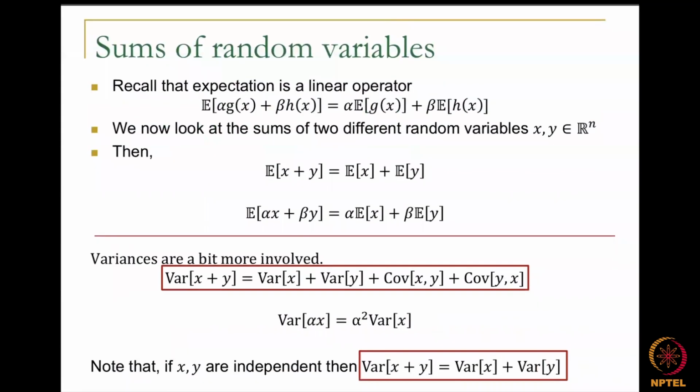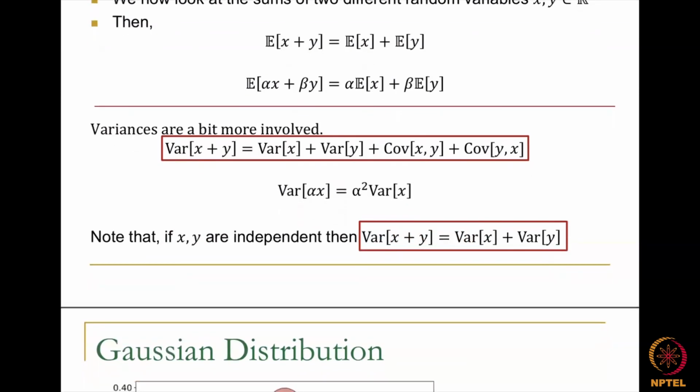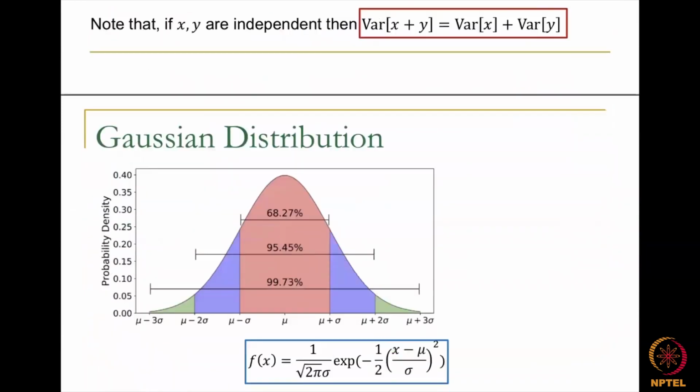Before we move to the Gaussian, I just want to recollect what we looked at, the sums of random variables in the previous video. Remember that the expectation of two different random variables simply sums up as expectation of x plus expectation of y. Variance of alpha times x is alpha squared times variance of x, and in case two events are independent, variance also adds up: variance of x plus y is variance of x plus variance of y. So we will use this in what follows. So let's come to the Gaussian distribution.